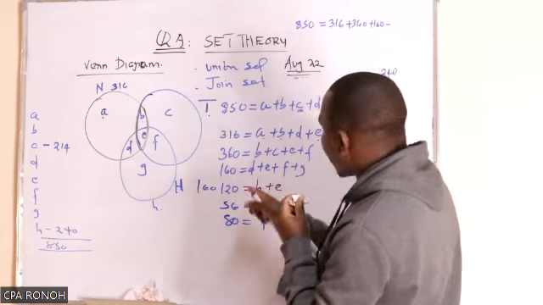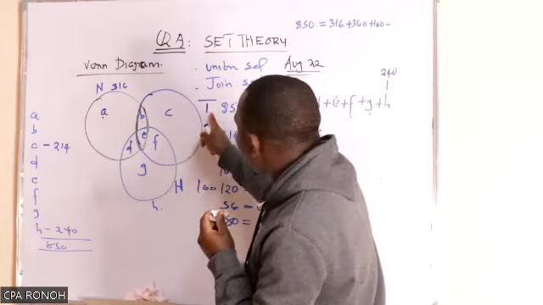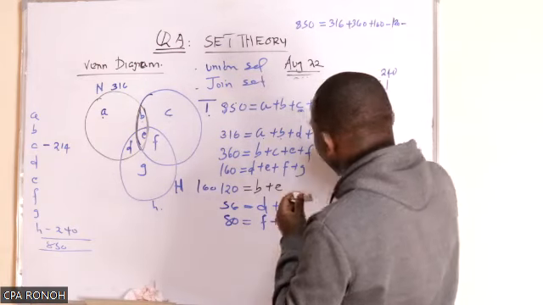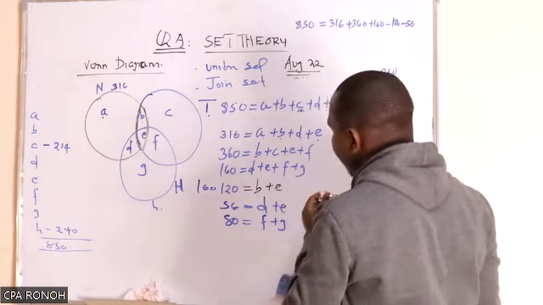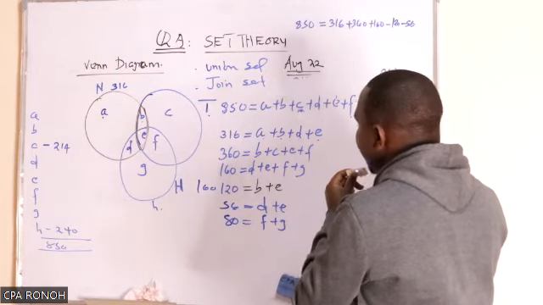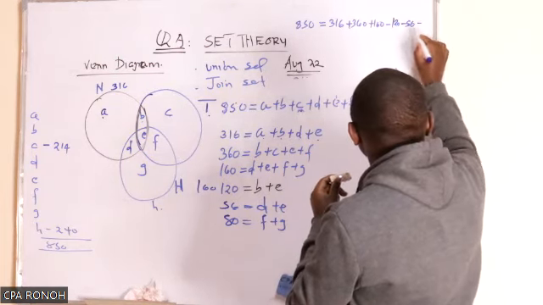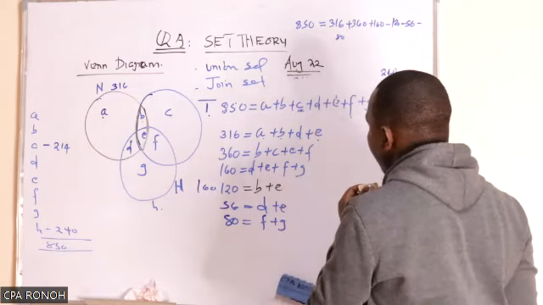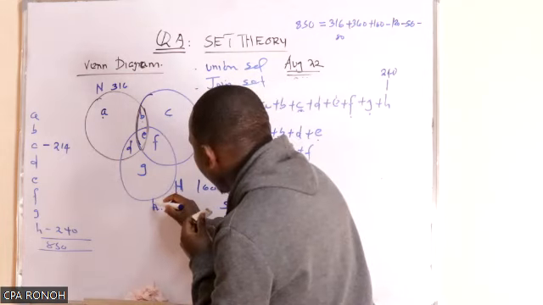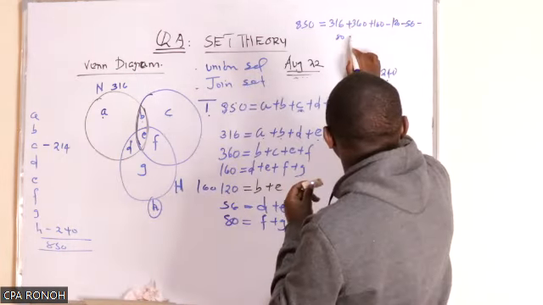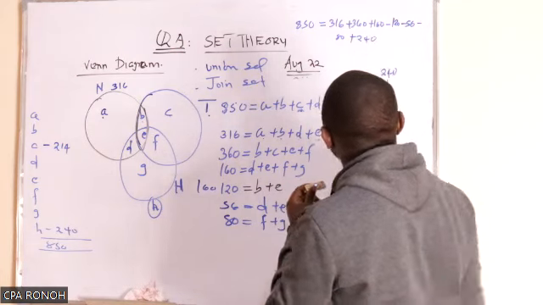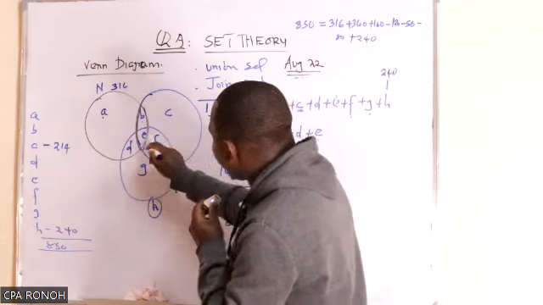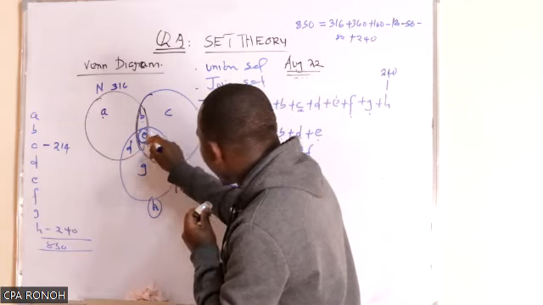BE is shared between Toyota and Nissan, so we subtract that 120. Also subtract 56, because it is for the joint set. And also subtract 80. Plus this amount, which they have not decided, that is plus 240. If you do that, you will get the value of E.